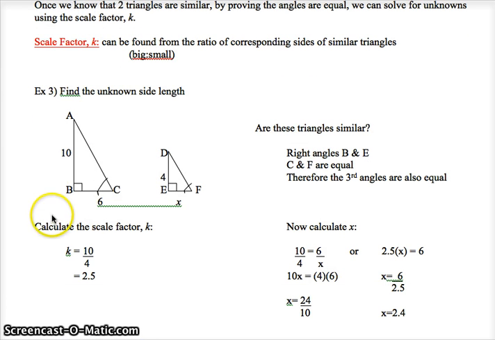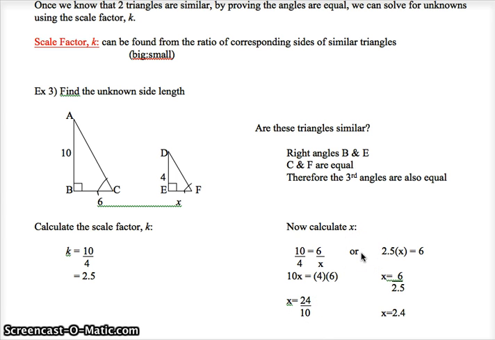All right, so we can determine our scale factor, big to small. Okay, so 10 to 4, our k value is 2.5. So there's two different ways that we could calculate our x. We could either set up our ratio of big to small equals big to small, so 10 to 4 equals the corresponding sides of 6 to x, and then multiply both sides by the denominators to get rid of the fractions. So 10x equals 4 times 6, and then divide by 10, so 24 divided by 10.